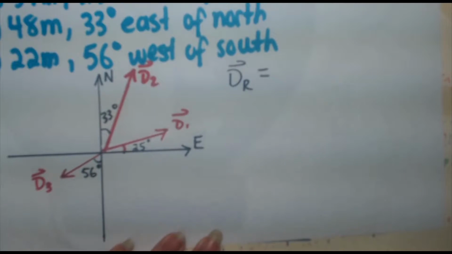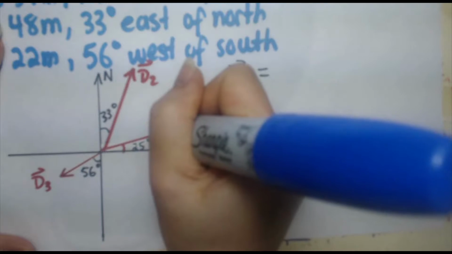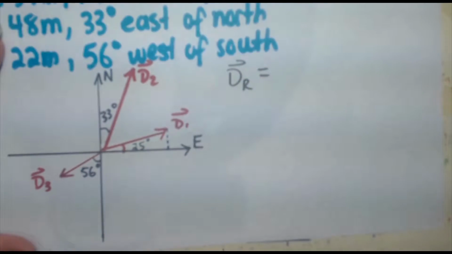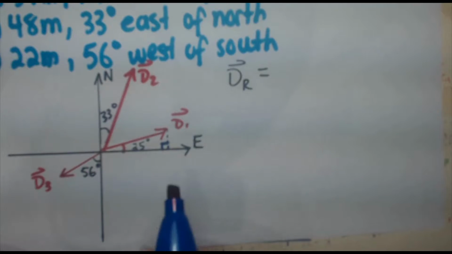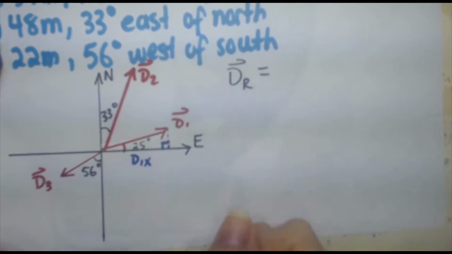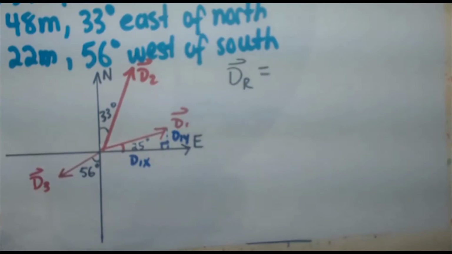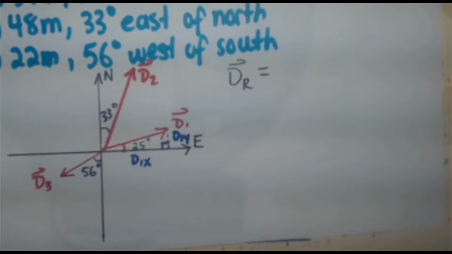Each one of these vectors has an x component and a y component. For example, if you took D1 and you drop the arrow down to the x-axis, you could do a right angle there. So you've got a right angle triangle. D1 would be the length of the hypotenuse. You would have D1x as adjacent to the 25 degree angle and D1y as opposite to the 25 degree angle. That's how I want you to think about it.